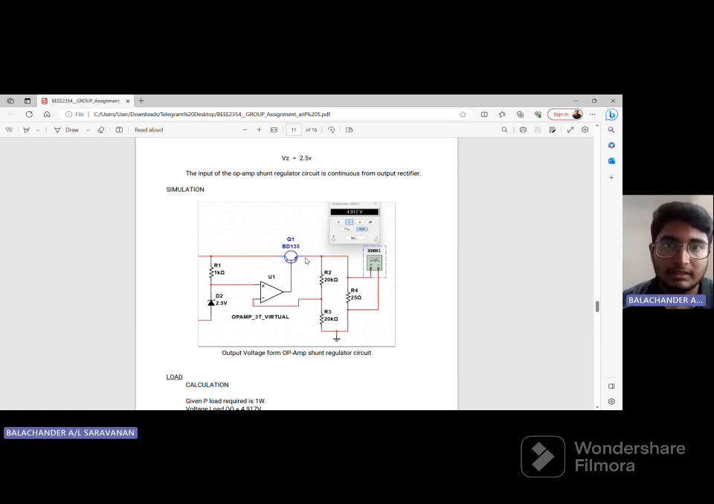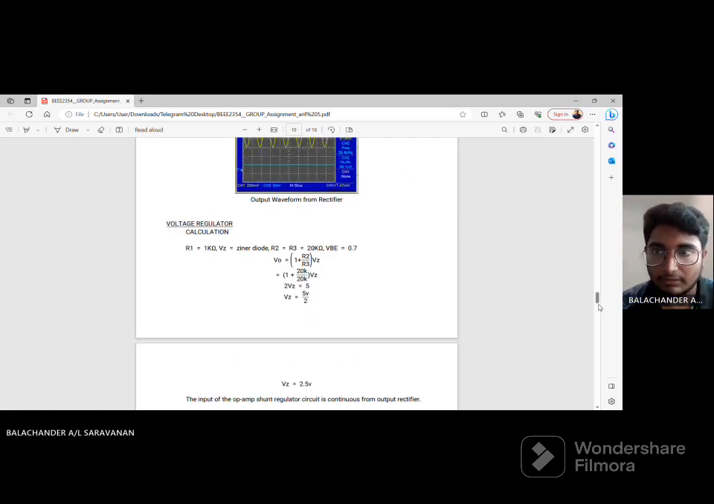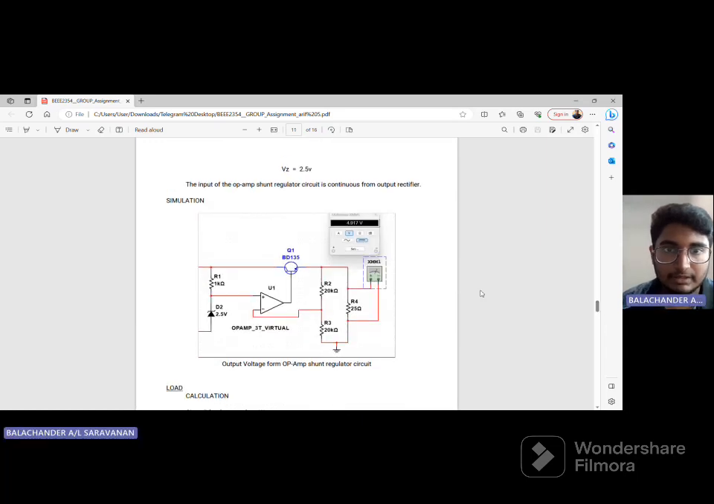voltage regulator. So we can see here the circuit. In the circuit, this is the Vz Zener diode. So we use 2.5, that calculation value. Then R1, just now I said already, 1 kilo ohm. Then voltage regulator. Then we got R2 and R3. So we assume as 20 kilo ohm just now. Then R4 we assume as 25 kilo ohm.